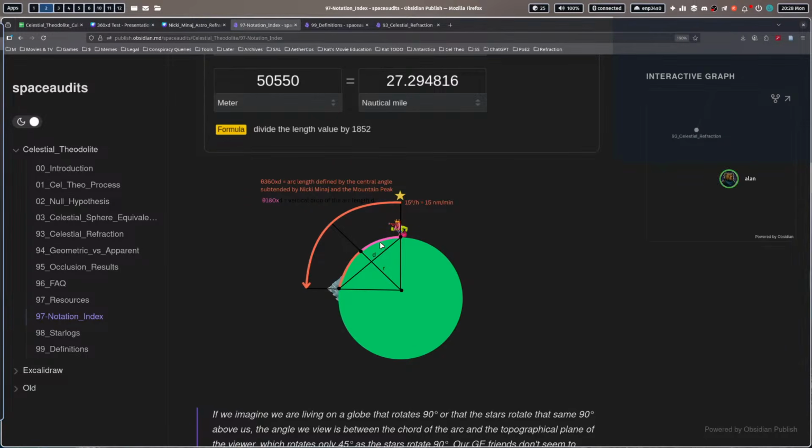And 180 times that arc length is the vertical drop over distance of that. So that's how that relates with the pink line. So the drop over distance would be half of the arc length of the sky. Very interesting relationship.